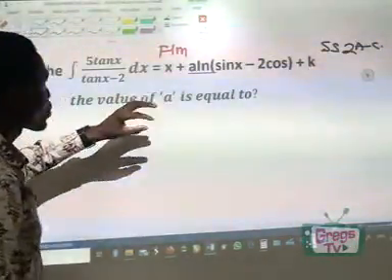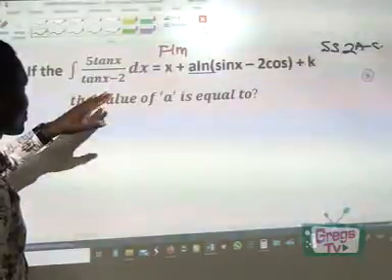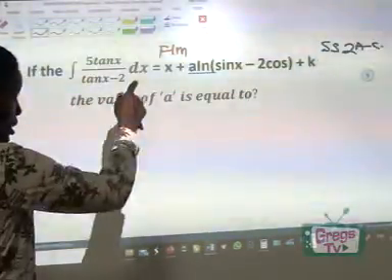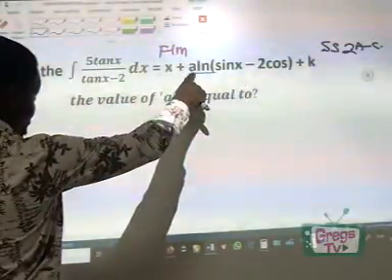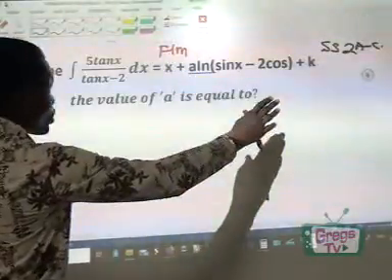Now, look at this question. You have the integral of 5 tan x over tan x minus 2 with respect to x being equal to this, and you have to calculate the value of a. What we are going to do here is this.